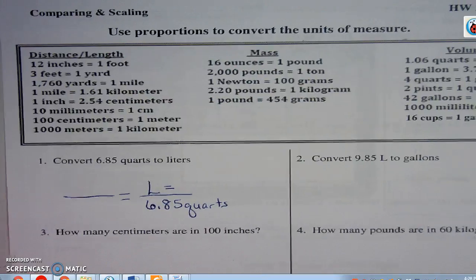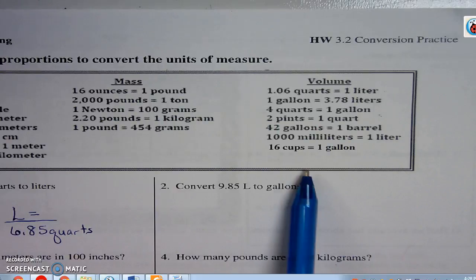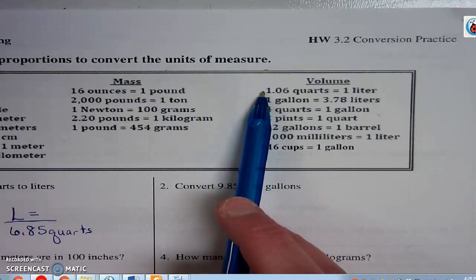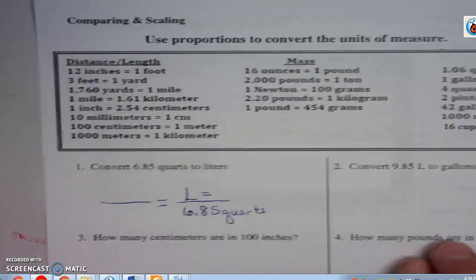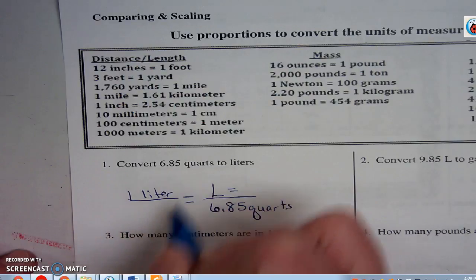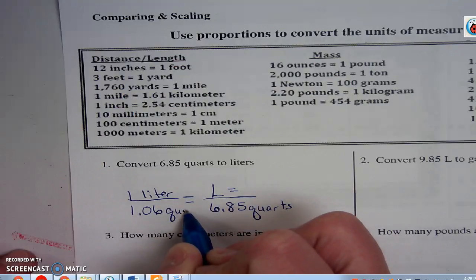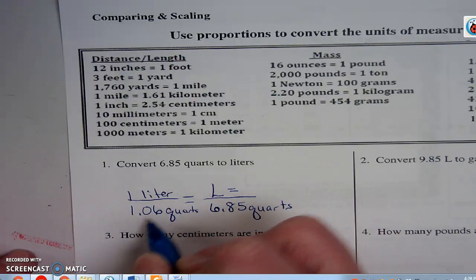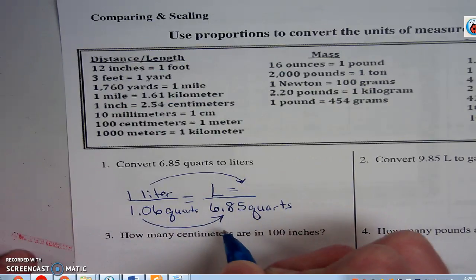Now I'm going to go up to the conversion chart, because this doesn't make any sense if I don't know this. That's what this chart's for. I go up here and I see that 1.06 quarts is 1 liter. So in my proportion, I'm going to put 1 liter, and down here 1.06 quarts. Then I'm going to draw my arrow towards what I don't know, and I'm going to find the scale factor.